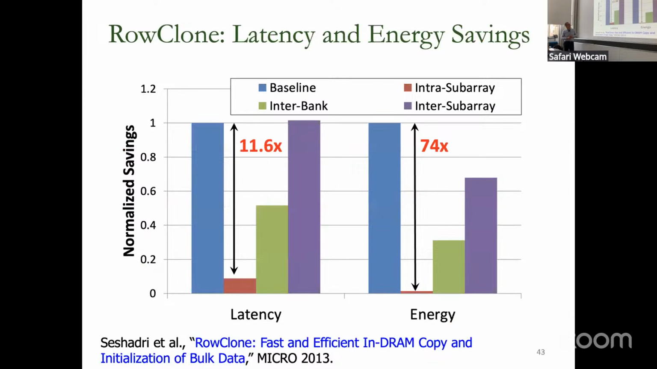Okay. And this significantly improves performance and energy consumption. If the source and destination are in the same subarray, you get more than 10x reduction in latency and more than 70x reduction in DRAM energy. Now, if the source and destination are in different banks, you still get a reduction because you move the data across different banks, and there are some mechanisms that I'm not going to discuss, but they are described in this paper. If the source and destination are in different subarrays in the same bank, then people, including us, have developed other mechanisms to improve that performance and energy.